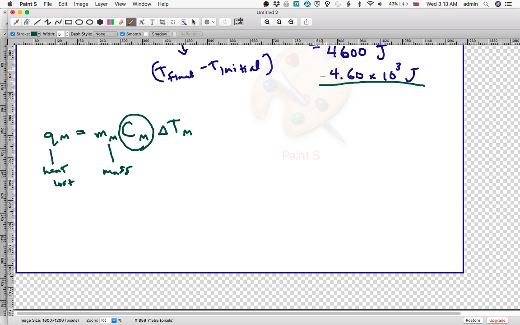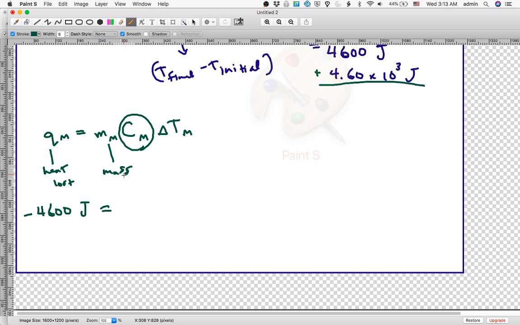Except when you gain heat, like the water gained heat, we call that a positive heat. When you lose heat, we call that a negative heat. So negative 4,600 joules is the heat that the metal lost. We call that negative to show that someone lost heat rather than gained heat.